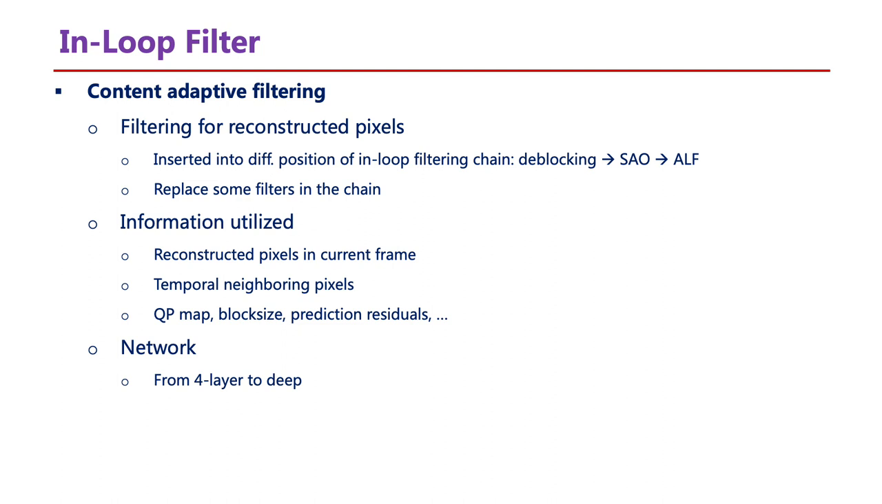As a short summary of the neural-based in-loop filter, they are a kind of content-adaptive filtering, which can be inserted into different positions of the in-loop filter chain, from deblocking, SAO to ALF, or replace some parts of the existing chain. Additional information other than the decoded frame can help, including temporal neighboring pixels, maps of QPs, block partitioning, and prediction residues, and deep neural networks can obtain more gain than ones with fewer layers.